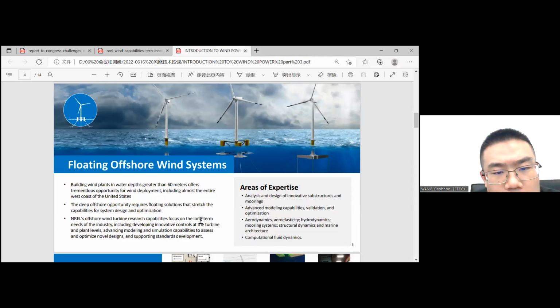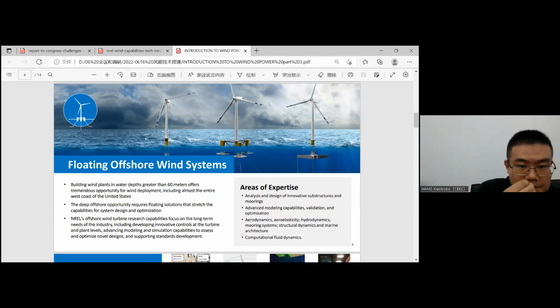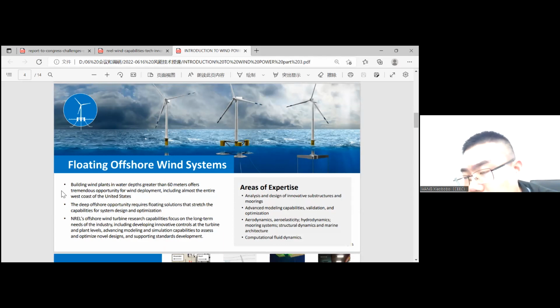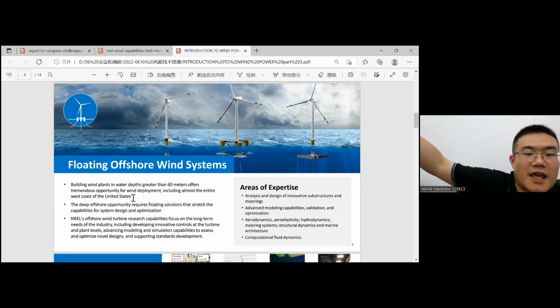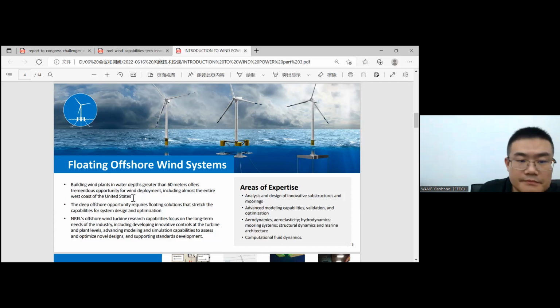Another one is the floating offshore wind system. As we can see, we mentioned these 3 different foundation types in the last slide. The challenge and the requirement is also the industrial need. In the future, building wind plants in water depths greater than 60 meters offers a tremendous opportunity for wind deployment, including almost the entire west coast of the United States. In China, the entire east coast. The deep offshore opportunity requires floating solutions that stretch the capability of system design and optimization.